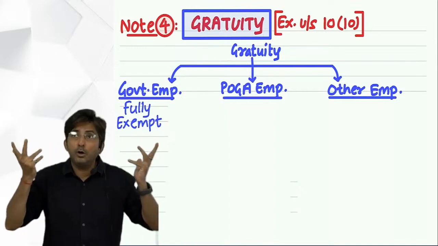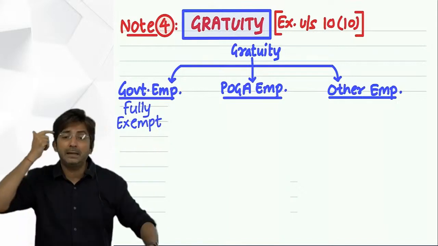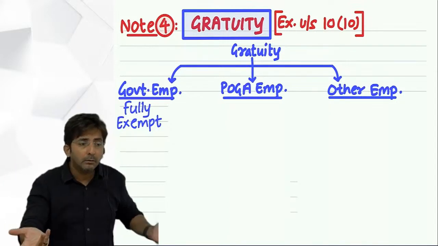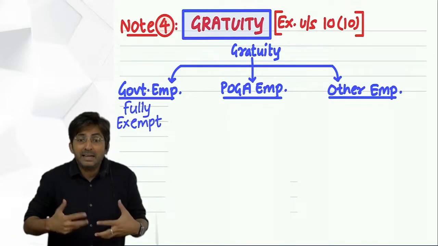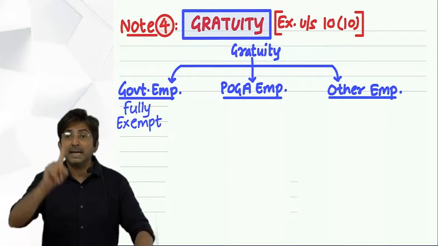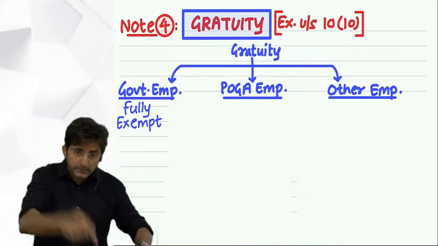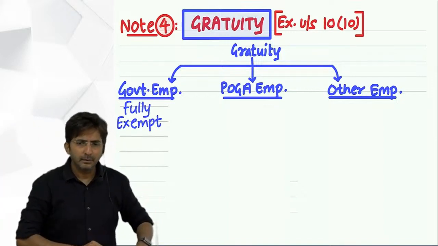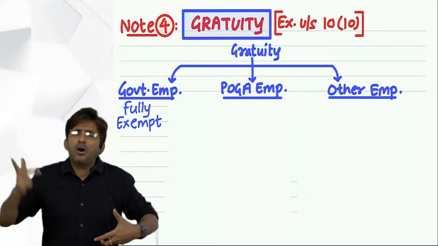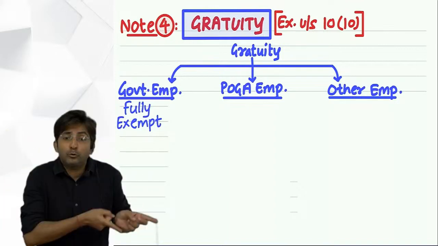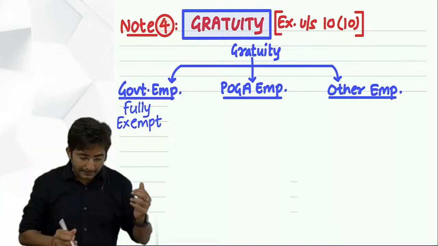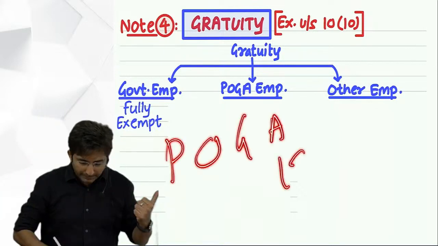Even some bosses, you know how they are. Even if employees work for so many years, their mentality is, what great thing have you done? If you have worked under me, I have also given you salary. Now you are old, get lost. They don't feel the gratitude. So for such useless bosses, government made a law in 1972. And this law forces the boss to pay gratuity. Because the boss might be rude and harsh, not having that feeling of thank you. But what the law says is, to hell with your feeling, compulsorily give gratuity. So this kind of law came in 1972, and that is called the Payment of Gratuity Act 1972.